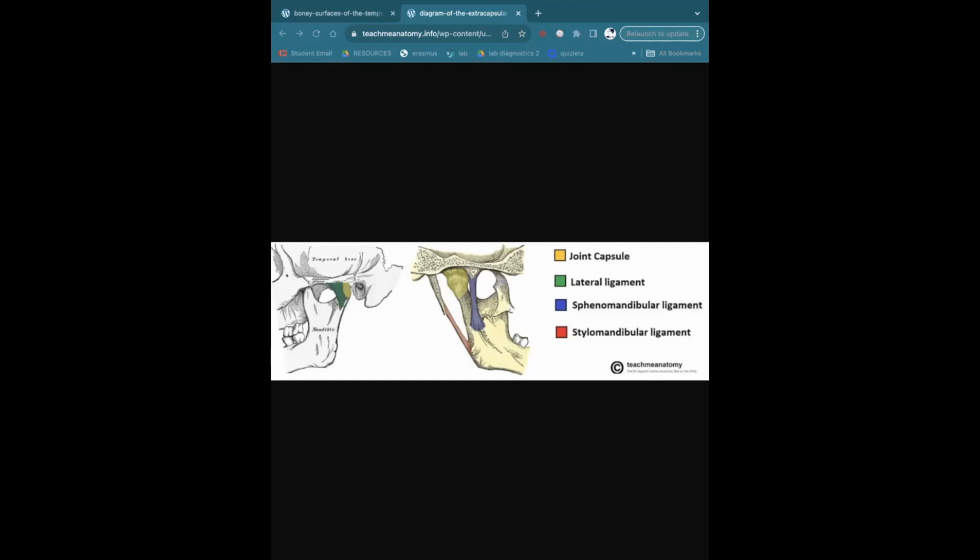Okay, and I think the temporomandibular joint is a condylar joint. The type is condylar.